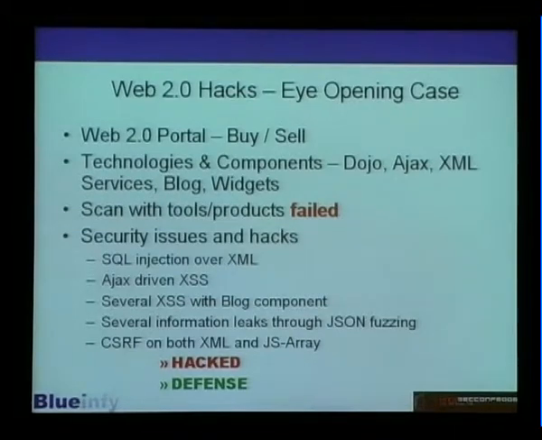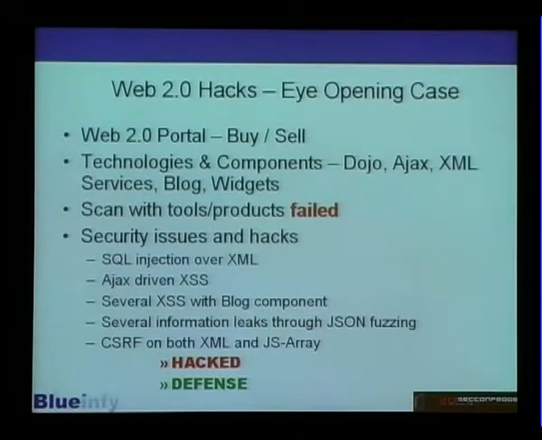cross-site scripting, which is very common. You have persistent and non-persistent cross-site scripting all over. We found several Ajax routines which were vulnerable, so we discovered Ajax-driven cross-site scripting. There was also cross-site scripting with the blog component. They had integrated an open source blog into their application, and we were able to find so many cross-site scripting issues in the blog.